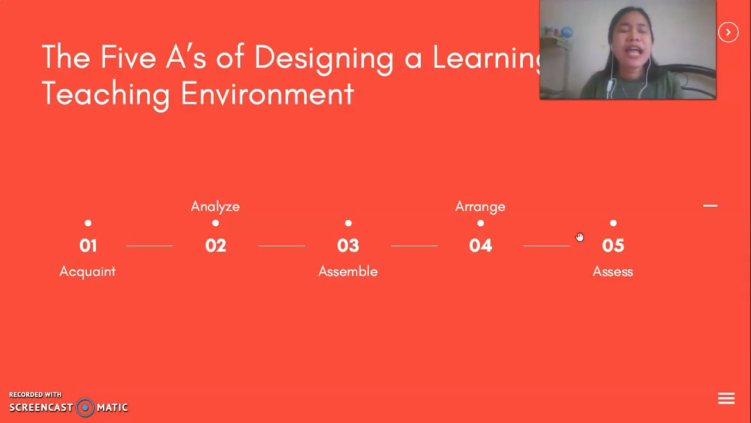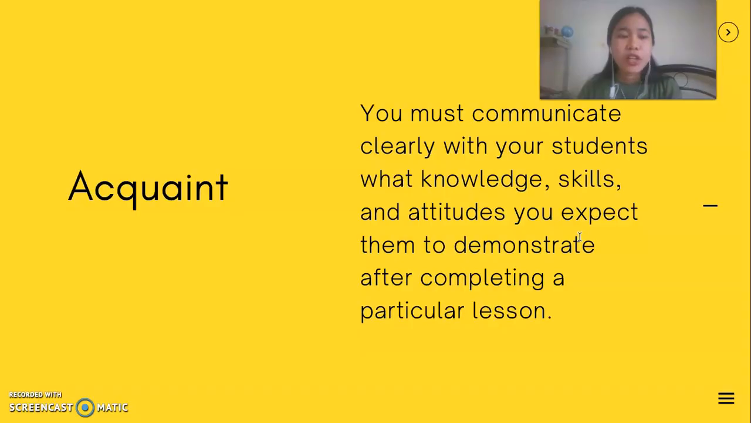So for the next slide, we have here the 5 A's of designing a learning and teaching environment. First we have here is acquaint, second is analyze, third A is to assemble, fourth A is to arrange, and fifth A is to assess. So let's start with acquaint.